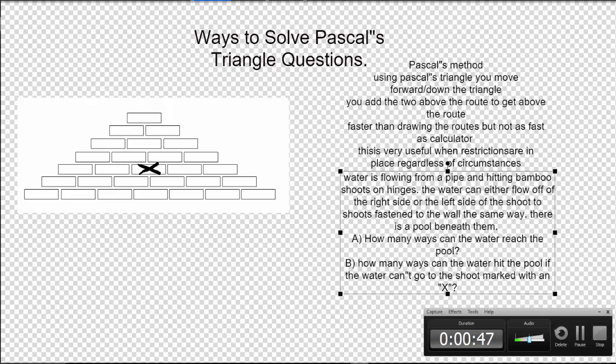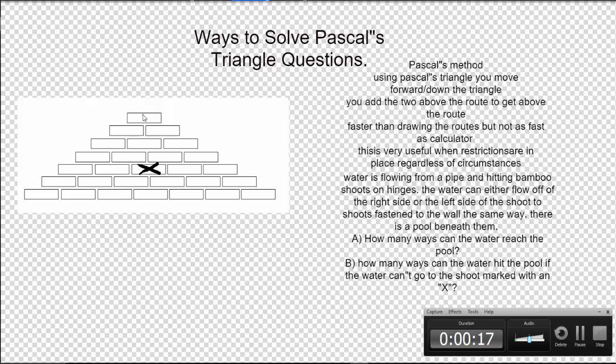An example question would be: water is flowing from a pipe and hitting a bamboo shoot on hinges. The water can either flow off the right side or the left side of the chute. Two chutes are fastened to the wall in the same way. There is a pool beneath them. How many ways can the water reach the pool? Using the Pascal's triangle method, I'm going to show you the different ways to get to the bottom of the pool.